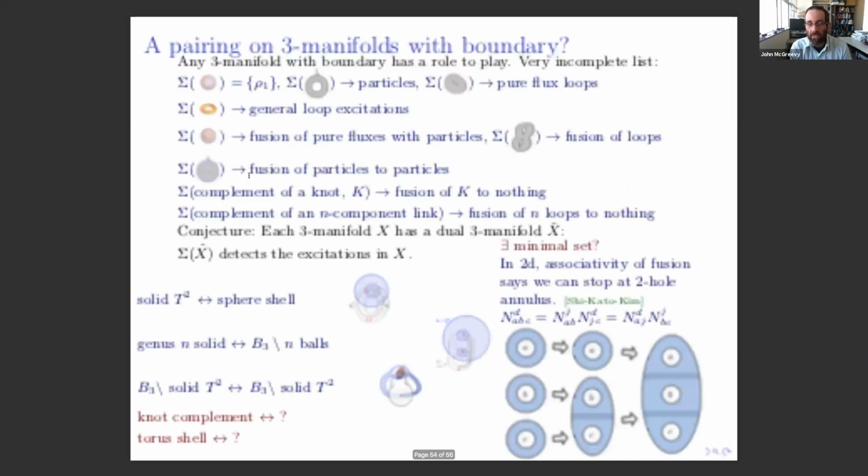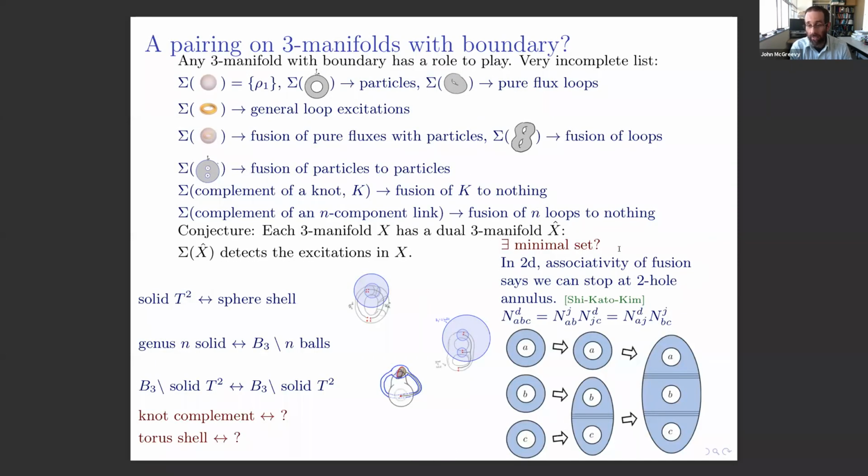A natural question to ask is whether there's a sort of minimal set. In 2 dimensions, actually, these folks proved that we can stop at the 2-hole annulus. So that is, the fusion data associated with, say, the 3-hole annulus is determined by the fusion, at least the multiplicities, of the 2-hole annulus. I don't know yet what a notion of minimal set in 3 dimensions would be.